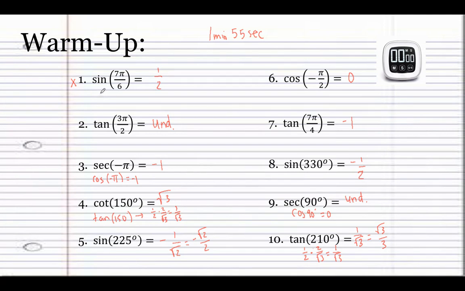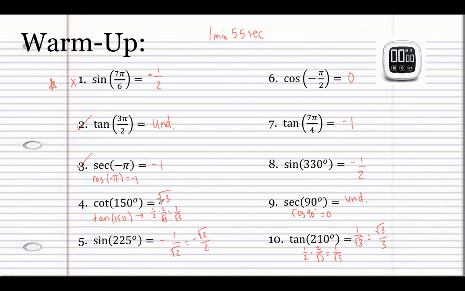This is a reference angle of pi over 6 in quadrant 3, so it should have been negative. Maybe I have to make a note to pay attention to stuff like that. What about the tangent of 3 pi over 2? Undefined. Great. The secant of negative pi: what is the cosine of negative pi, and then do 1 divided by that. Oh, -1. Got it.